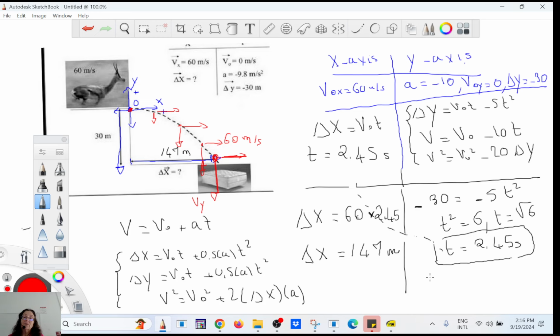Okay, so can you find, and at the same time we are reviewing kinematics 1D, because kinematics 2D has two components of kinematics 1D. So can you find the y component of the velocity just before the antelope is going to hit the mattress? I hope it's a good mattress that the antelope bought at Costco.